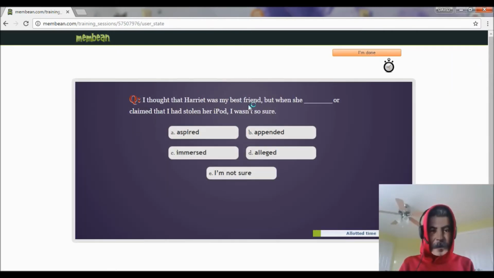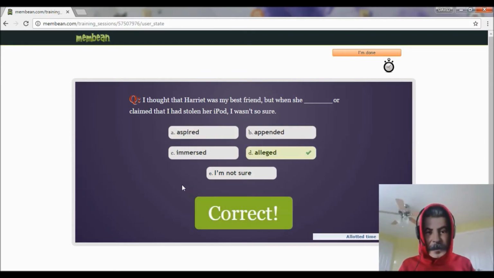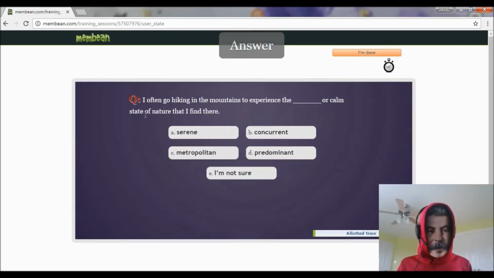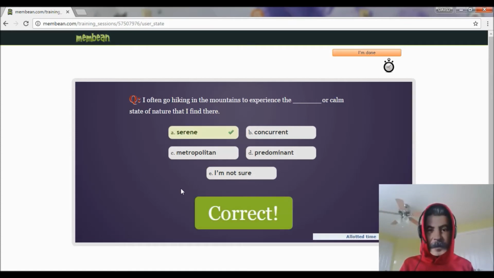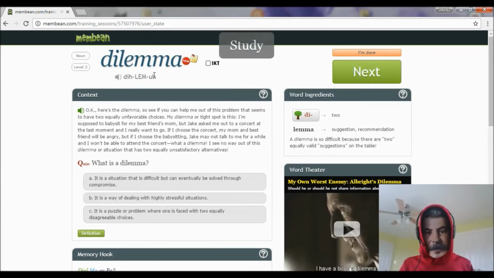I thought that Harriet was my best friend, but when she blank or claimed that I'd stolen her iPod, I wasn't so sure. What is this iPod? Alleged. That is also correct. I often go hiking in the mountains to experience the blank or calm state of nature that I find there. Serene.